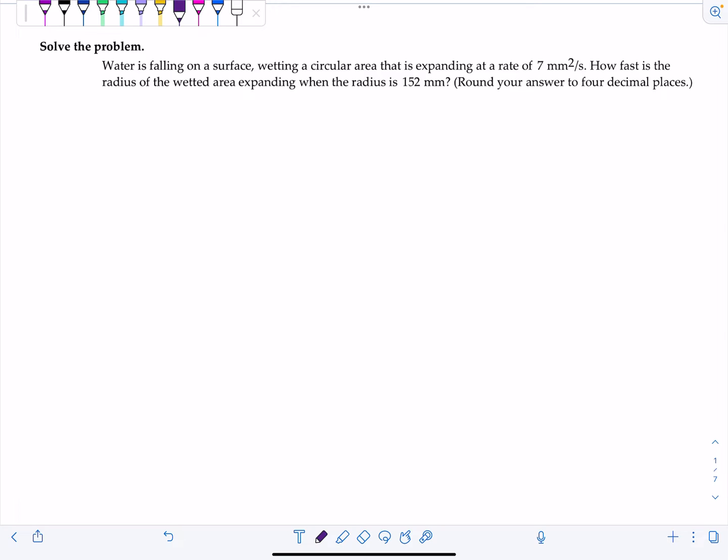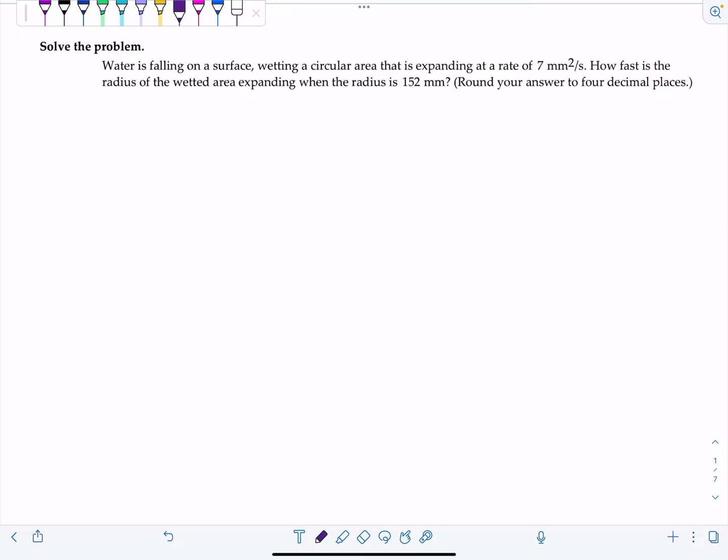So first one, water is falling on a surface, wetting a circular area that is expanding at a rate of 7 millimeters squared per second. How fast is the radius of the wetted area expanding when the radius is 152 millimeters?